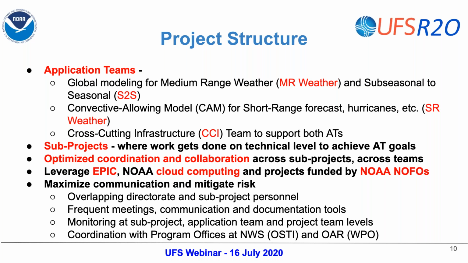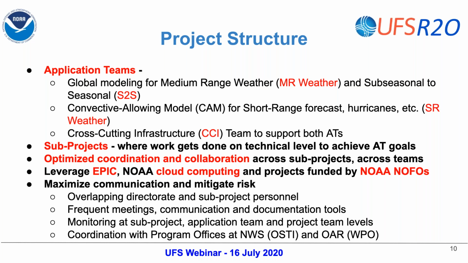So we've organized the project into two layers. One is the layer that we're calling the application teams. We have one application team which is working with the global modeling system, and that's for medium range weather, or some people have been calling it Mr. Weather, and the subseasonal to seasonal prediction, or S2S. And then the other application team is working with the convective allowing model to produce short range forecasts of severe weather, hurricanes, and so on. And then supporting both of those application teams, we have a cross-cutting infrastructure team, which is providing software and infrastructure as well as validation and verification tools to support both of the application teams.